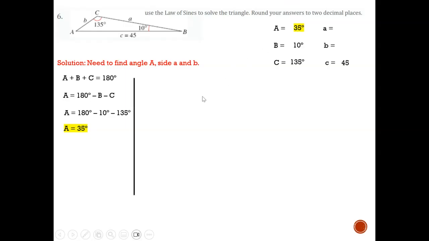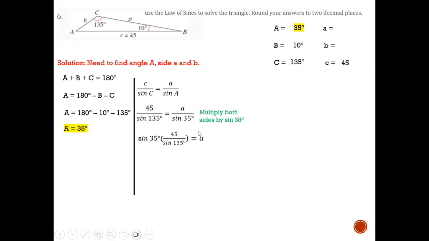Okay, now they also give us a pair, right? They gave us angle C and side C. So that's the pair that I'm going to be using. So to solve for A, I'm going to be using side C over the sine of angle C equals side A over the sine of angle A. Right, let's plug everything in. Here, guys, we're going to multiply both sides by sine of 35 degrees. So it's going to give us sine of 35 degrees times 45 over sine of 135.